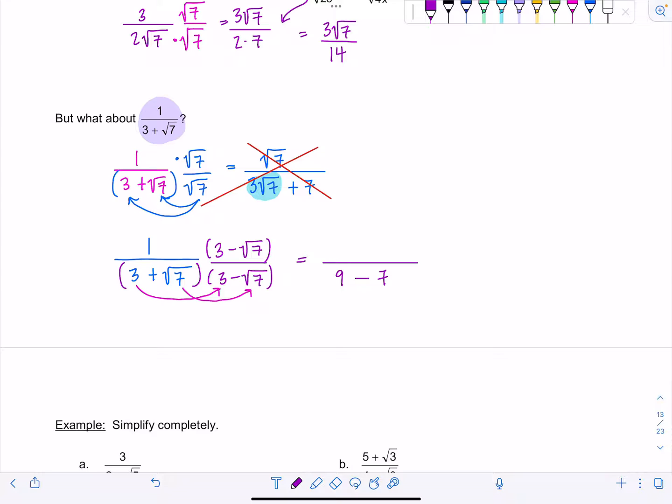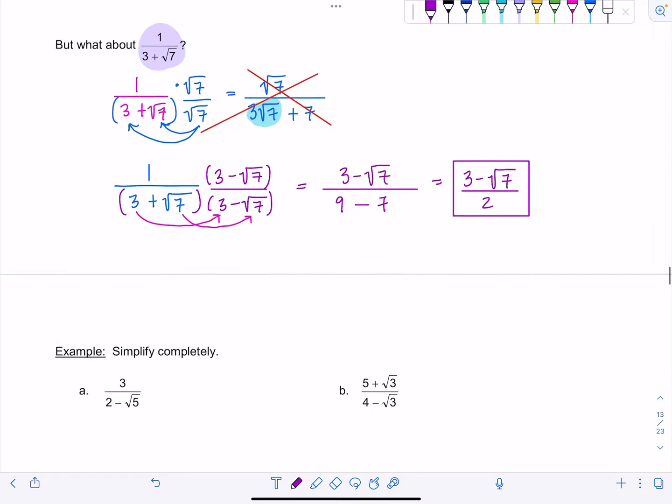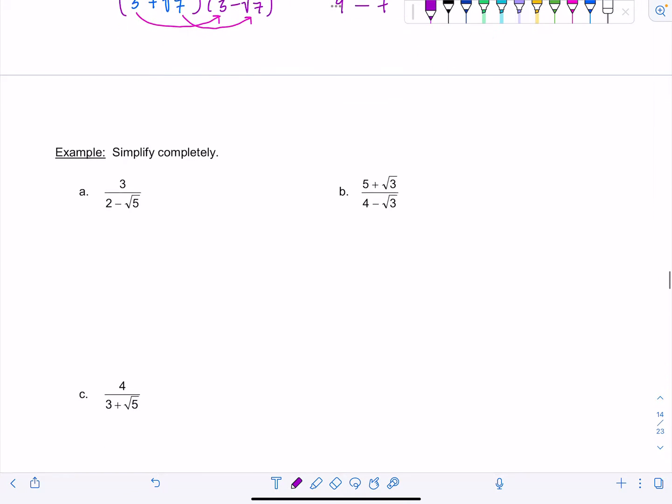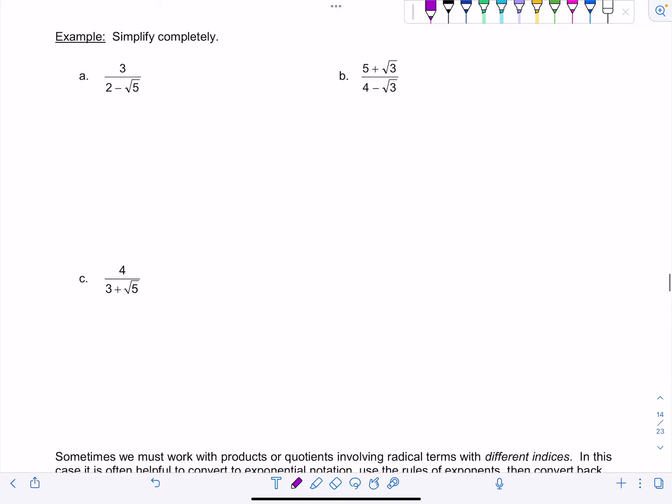And we don't stress about the numerator. 3 minus rad 7 times 1 is just 3 minus rad 7. So then we're left with 3 minus rad 7 over 2. And you could leave it like that. Okay, so when you're asked to rationalize the denominator and you notice that there's addition or subtraction going on downstairs in the denominator, you got to bust out the conjugate instead, okay?